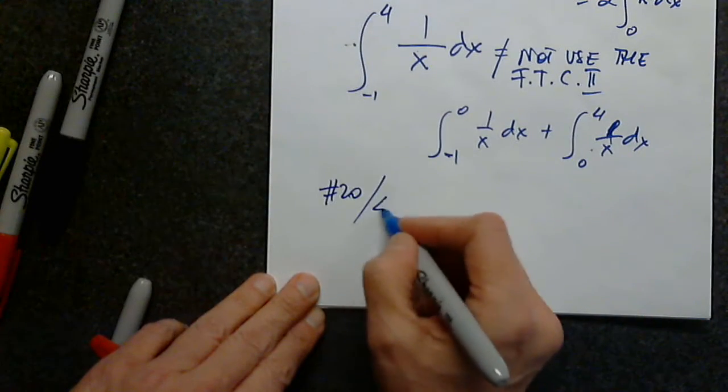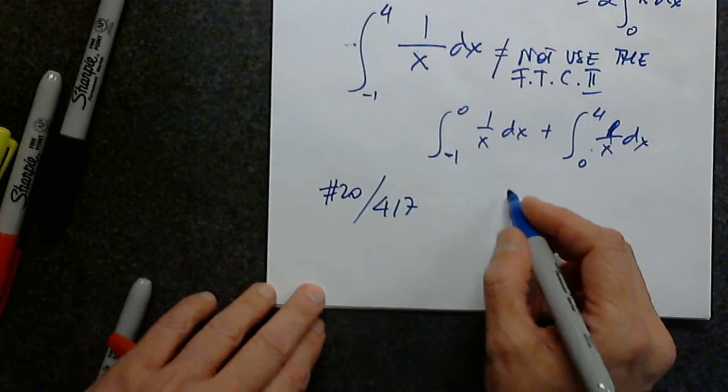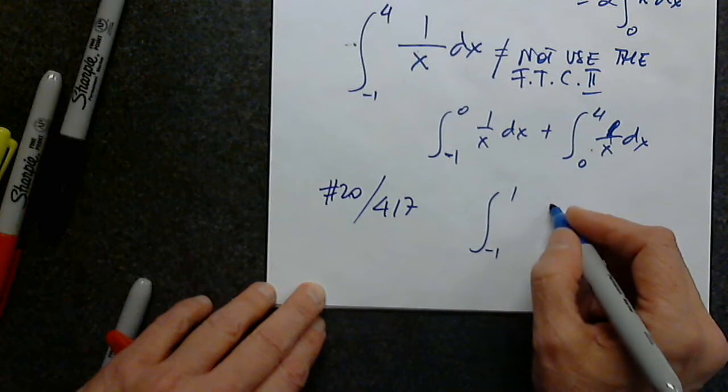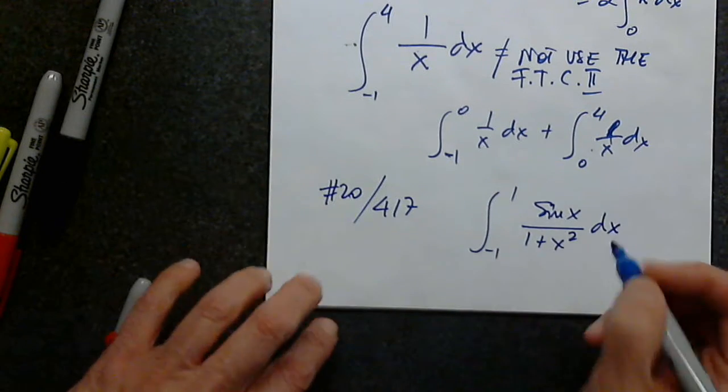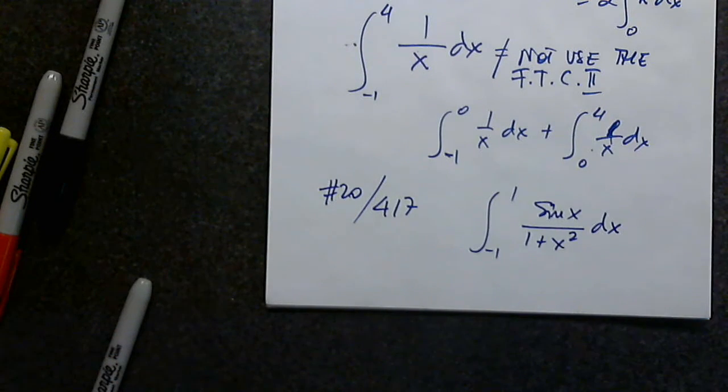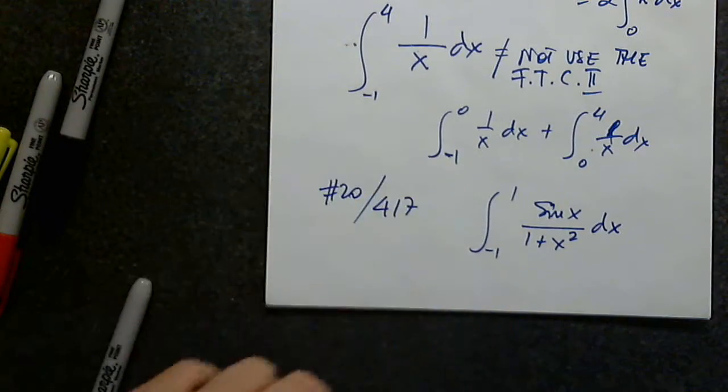Number 20 on page 417. The integral from -1 to 1 of sine x over 1 plus x squared dx. Every time I see a symmetric interval, I will always check whether the function is odd or even. The interval is symmetric, between -1 and 1.